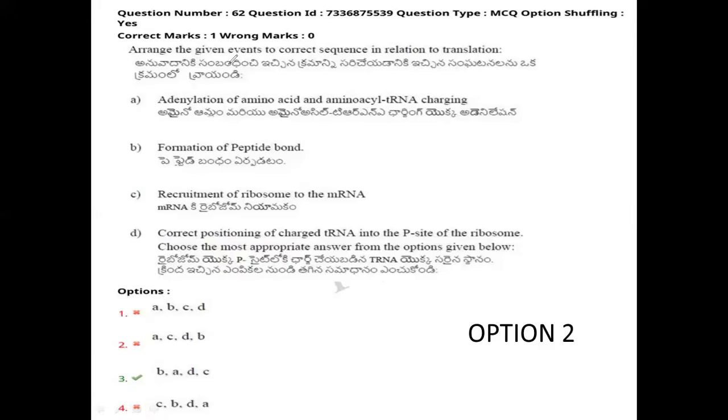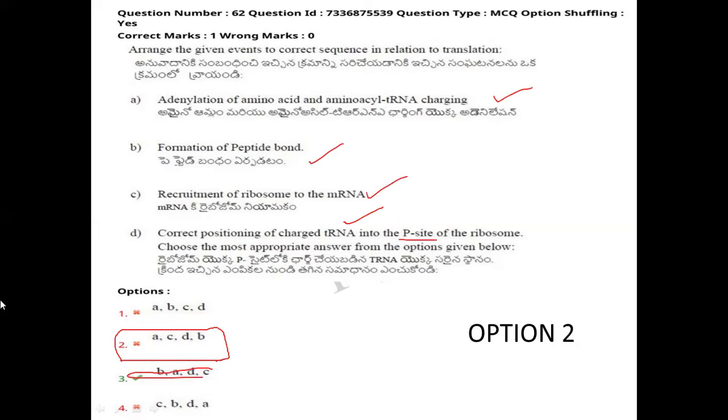Next, arrange the following events in the correct sequence in the process of translation. This is your correct option, not the third option. Look: first is adenylation of amino acid and amino acid tRNA charging. The adenylation process happens, then recruitment of the ribosome to the mRNA occurs. Next is the correct positioning of the charged tRNA in the P site of the ribosome. Next is the formation of the peptide bond. Only after all these are arranged does the peptide bond form. So if you have this basic idea, you can attempt this question.